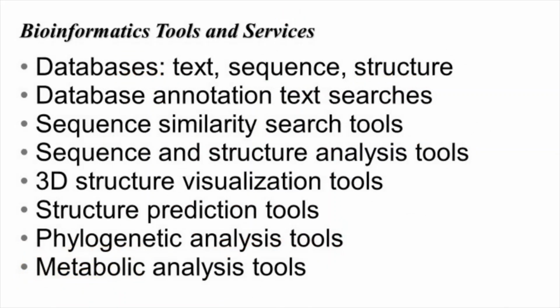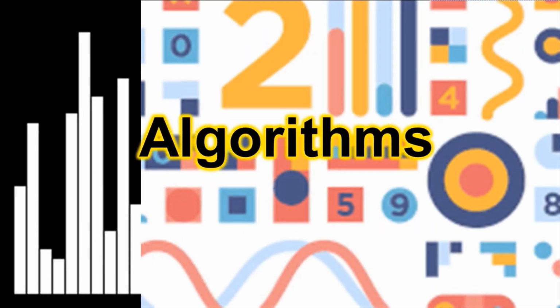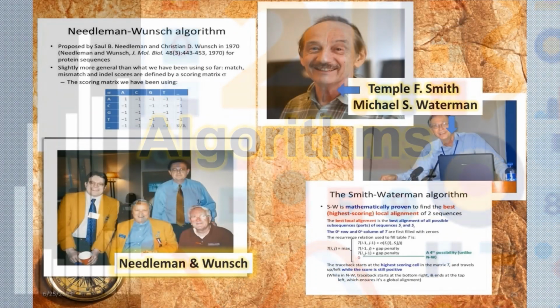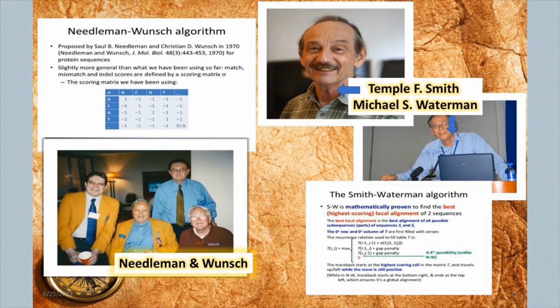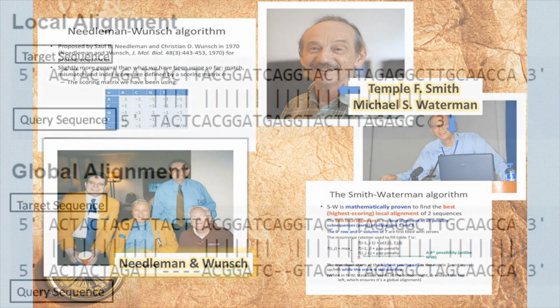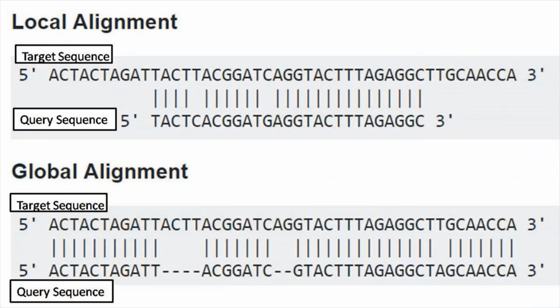At present, there are thousands of software programs and tools and techniques and algorithms that are used in bioinformatics. The first two very important algorithms that were developed specifically for bioinformatics were the Needleman and Wunsch algorithm, and at the same time there's one more algorithm called the Smith and Waterman algorithm. These two algorithms are used for global and local alignment, and these are the two important methods of sequence similarity search that is done in bioinformatics.